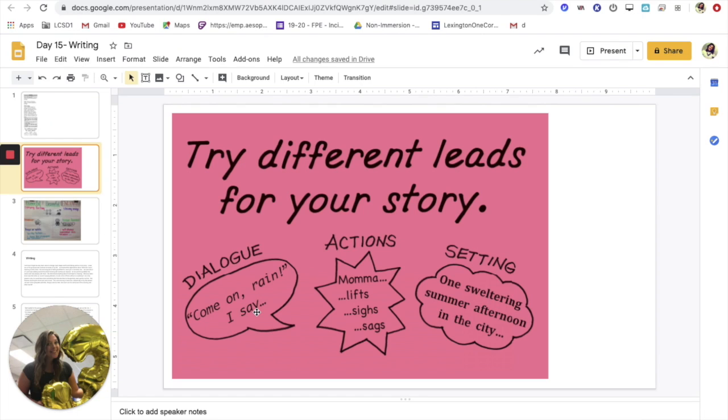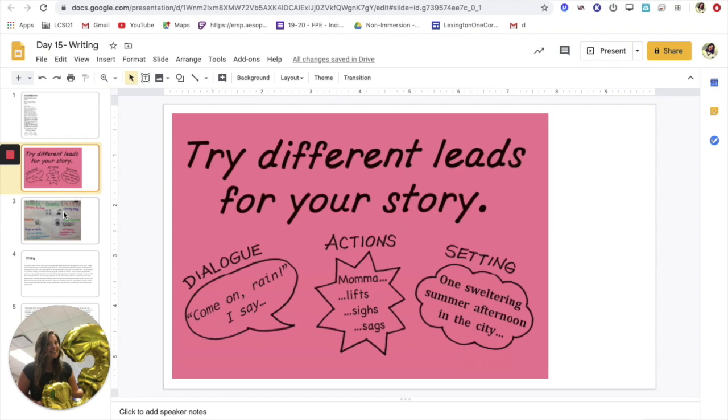You can always do dialogue. You can always have somebody talking before you start your writing off. You can do an action. You can do a setting, one sweltering summer afternoon in the city. You can ask a question to start off your lead. Have you ever been on the tallest roller coaster in the world? And then start telling your story. But we have to hook our reader, and we have to let them know what they're about to read about to get them interested in our writing.